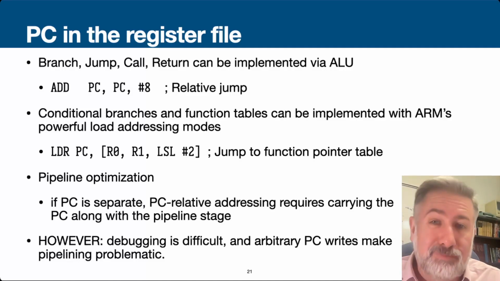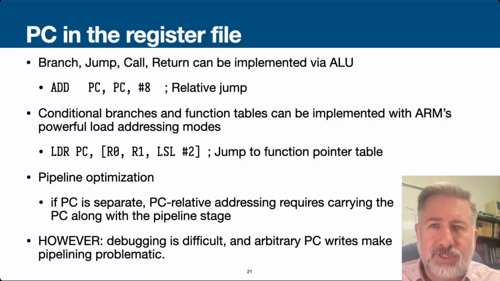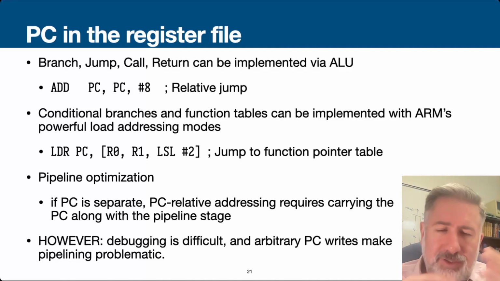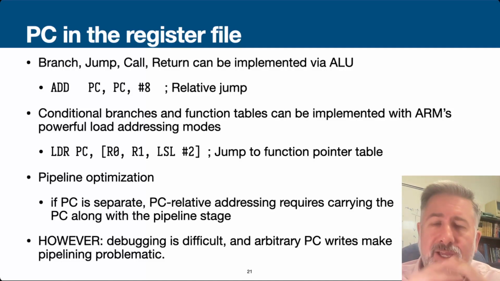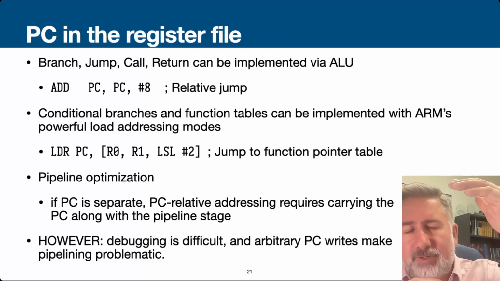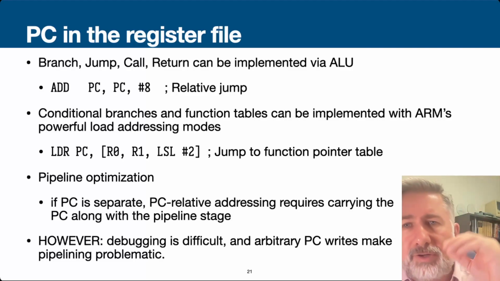ARM does this. ARM puts the program counter as a regular register in the register file. And so you can use offsets and indexing and branch and base plus offset addressing to calculate the address of an offset in a table, or the address of a subroutine, or anything like that.